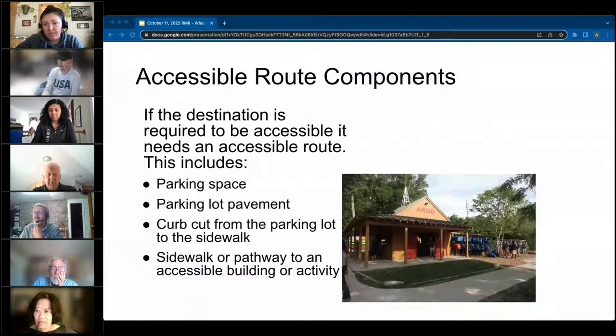The components to get you from your car to your accessible space typically is, since we are a car dependent country, a parking space, the parking lot pavement, the curb cut from the parking lot to the sidewalk, and the sidewalk that leads you up to the point where you engage with a building. In this case, this is one of our favorite canoe liveries in Michigan, with a snack bar. You buy your ticket there, and then you proceed to your rafting adventure. Go ahead to the next one.